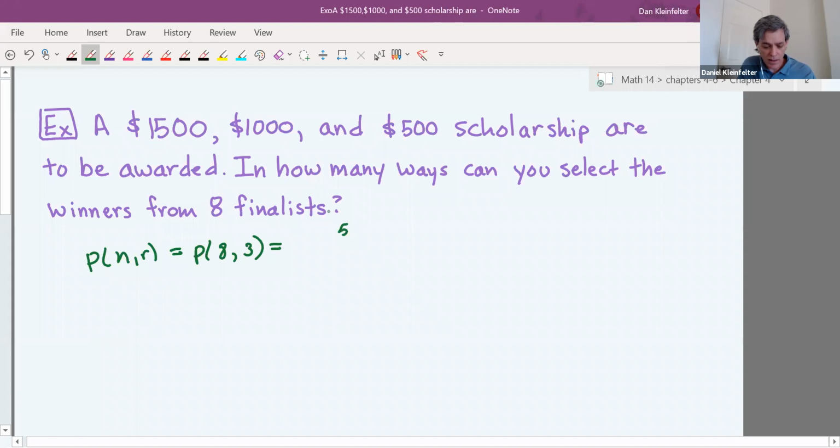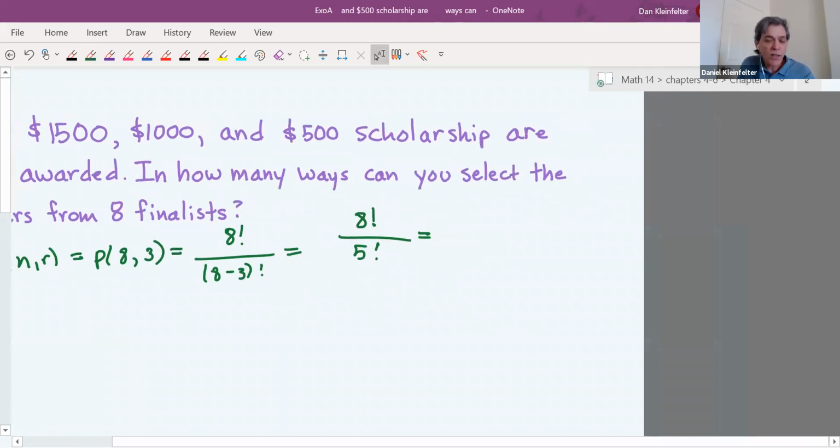So that is going to be our n factorial on top, the number of ways of arranging all of the 8 finalists. And then we're going to divide by 8 minus 3 factorial. That's the number of ways of arranging the 5 people who don't get anything, right? So we have 8 factorial divided by 5 factorial. You can do this on your calculator, or you can simplify a little bit. I'm going to rewrite the 8 factorial as 8 times 7 times 6 times 5 factorial. The reason I'm doing that is so that I can cancel out those two 5 factorials. And so we'll have 8 times 7 times 6, and that's 336, I think.